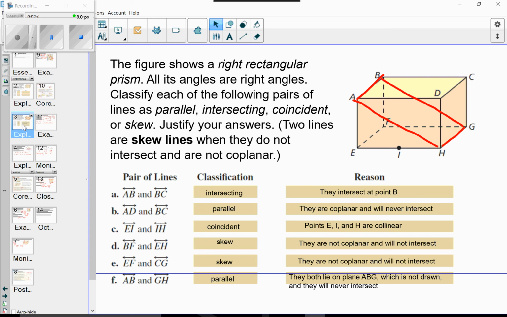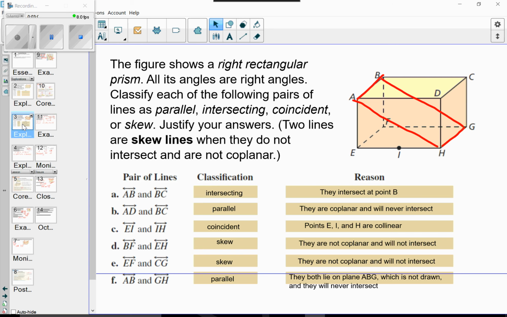For C, we have EI and IH. Well, EI and IH are really the same line. So when two lines are the same, we say they coincide. And then our reason is we just say points E, I, and H are collinear. So if those points are all on the same line, it is the same line. So that's what they meant by coincident.